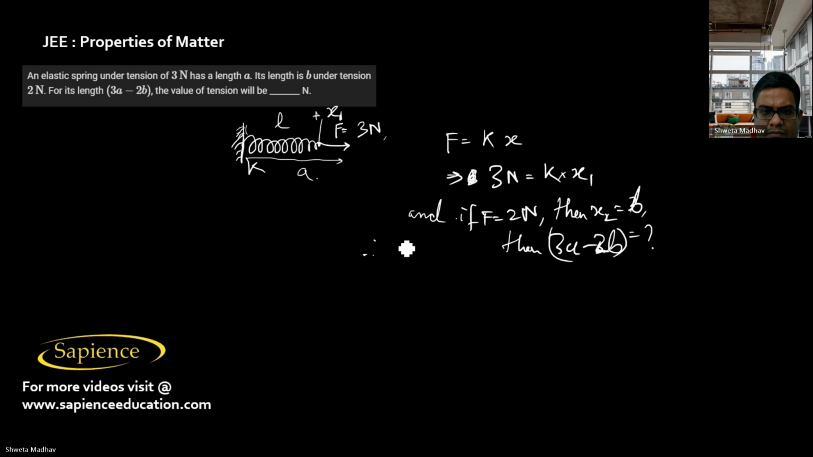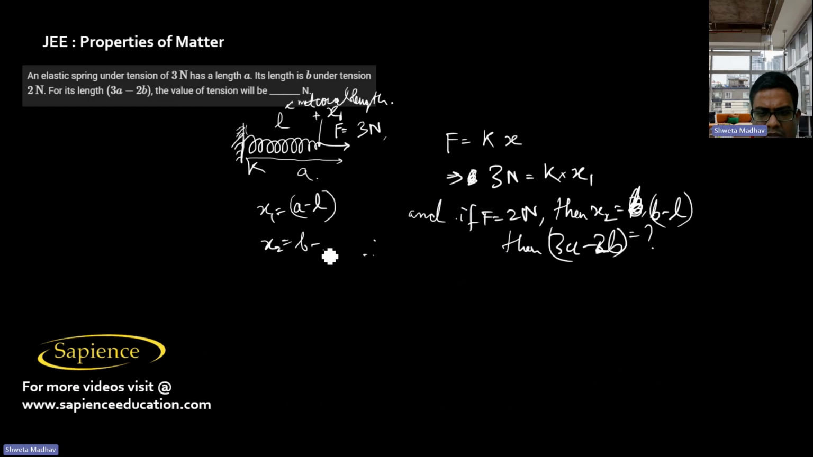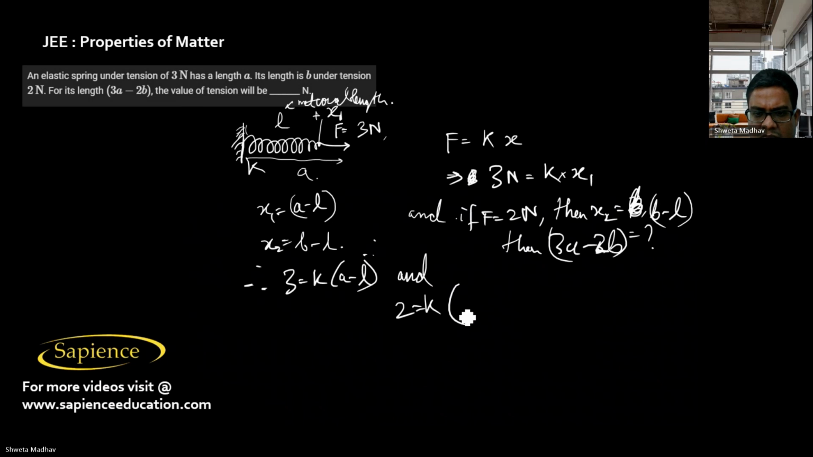I can say that x1 will be obviously a minus L, where L is the natural length of the spring, suppose. And x2 is the extension, so x2 will be b minus L obviously. The length is b, x2 is b minus L. So therefore I will say that 3 equals K into a minus L, and 2 Newton will be equal to K into b minus L.